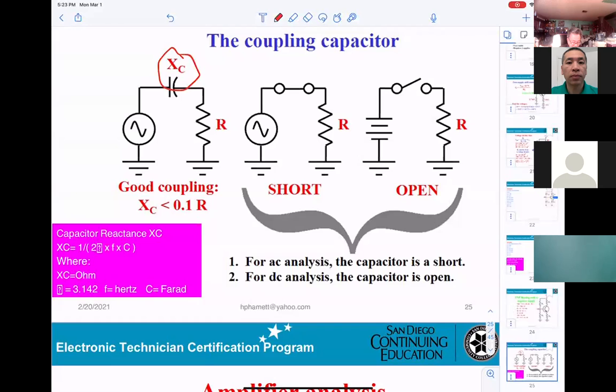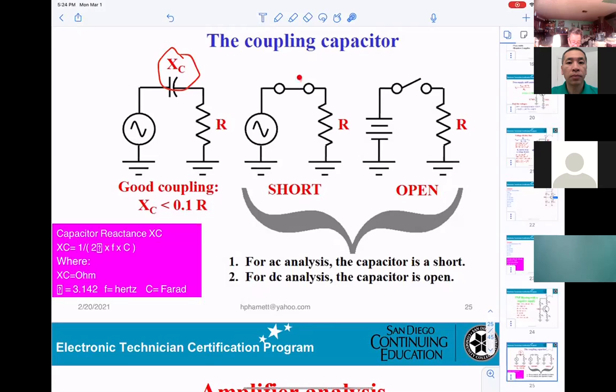And normally, last time we already said, when a capacitor is connected to the AC circuitry, it has a resistance. That resistance is calculated by this formula right here: 1/(2 pi times F times C). So basically, the resistance varies with the frequency.